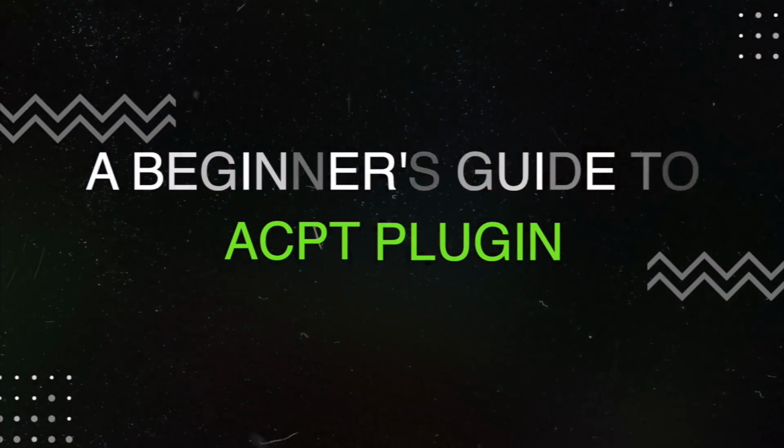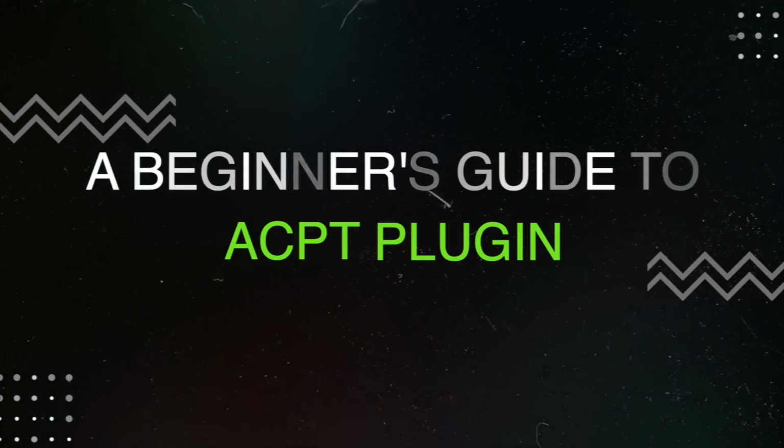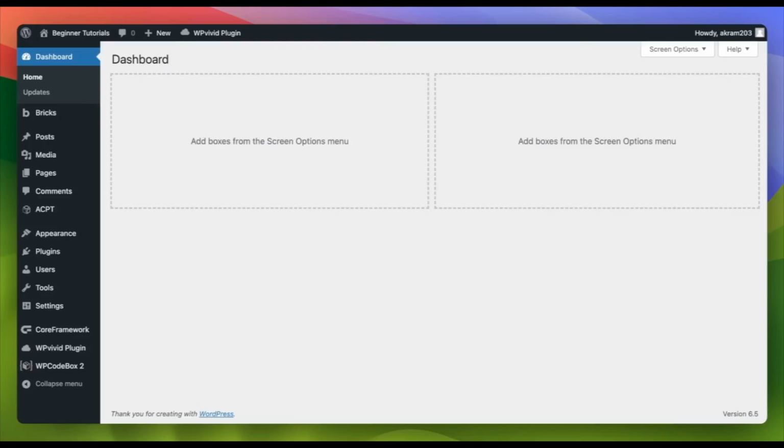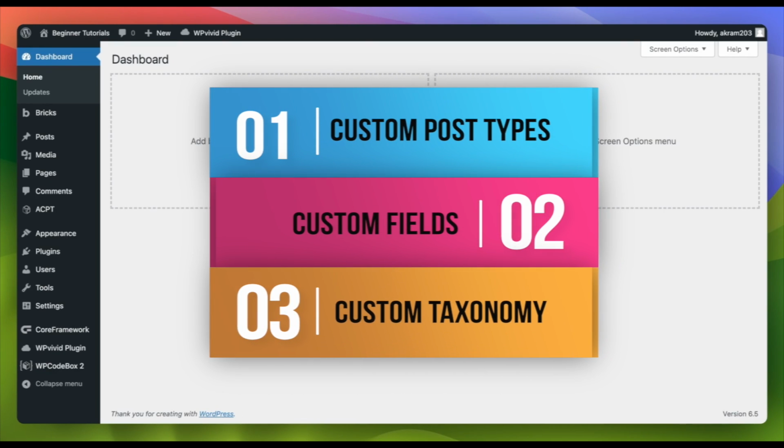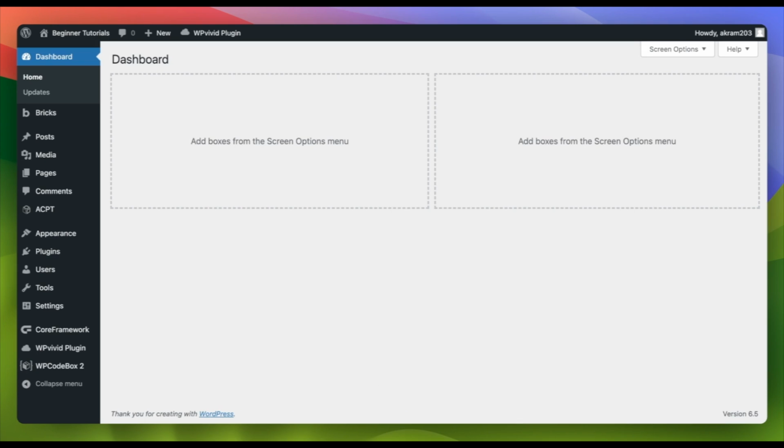Welcome to our new series of tutorials for beginners on ACPT. In this tutorial, we will explore topics such as custom post types, custom fields, and custom taxonomies. If you're unfamiliar with these terms, don't worry. I will simplify them and guide you through using the tool to build a personalized and efficient WordPress website.